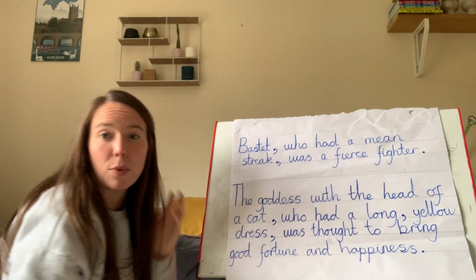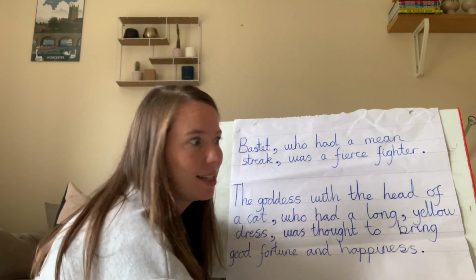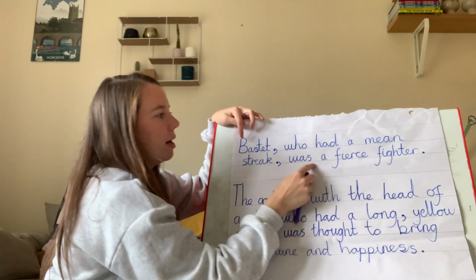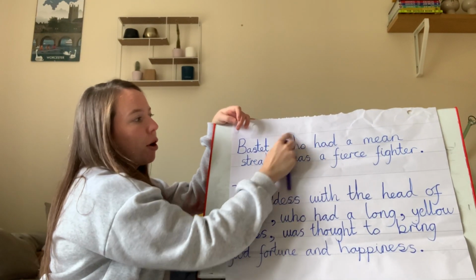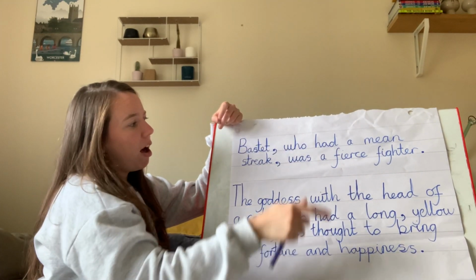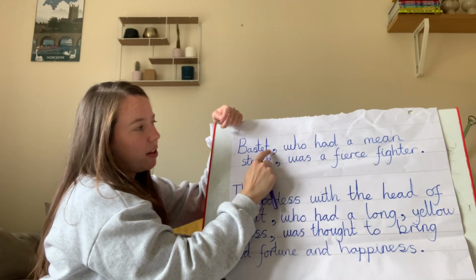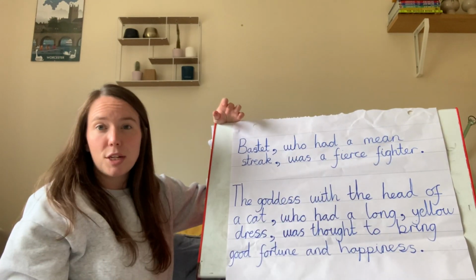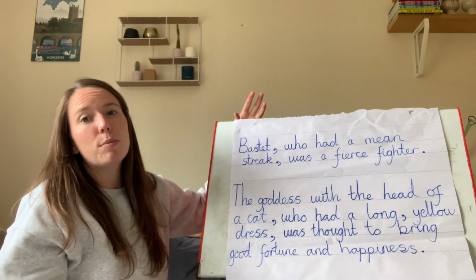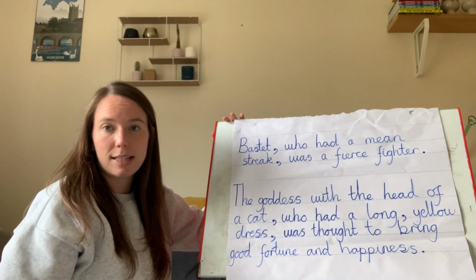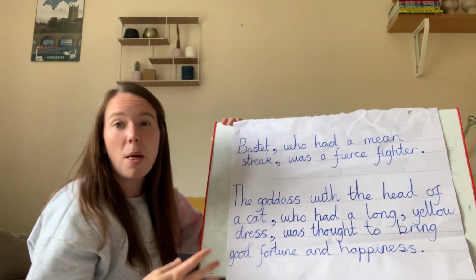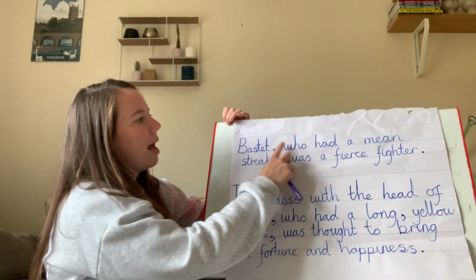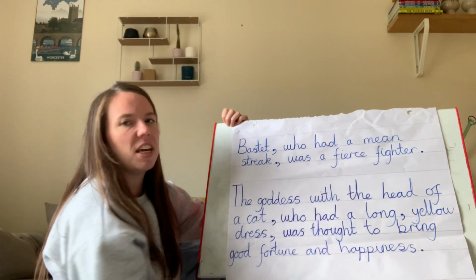Let's go through and check we've got everything in both of our sentences from our success criteria. I've got my relative clause, which has gone in the middle of my main clause. I've put a relative pronoun at the beginning of my relative clause. I've put a comma before the relative clause after the noun, and at the end of the relative clause. I've got my capital letter and full stop like in any sentence. And the most important bit is the main clause has got to make sense by itself as well. Bastet was a fierce fighter. That makes sense, but we add in the relative clause, the juicy middle bit of our burger: Bastet, who had a mean streak, was a fierce fighter.